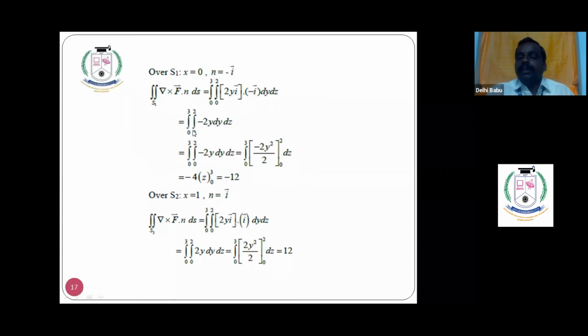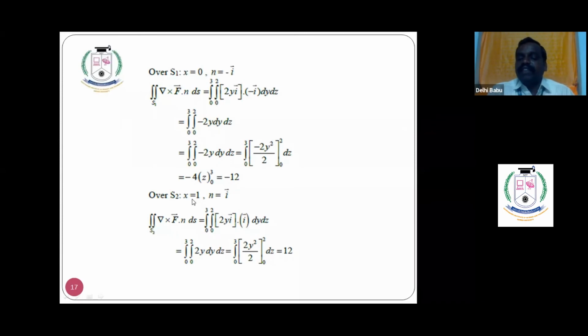Here y limit given in the problem as 0 to 2 and z limit given in the problem as 0 to 3. So minus 2 into y integration is y square by 2 between the limit 0 to 2. 2 gets cancelled, minus sign. I will put y equal to 2. So 2 square as 4. We have only dz. What is integral dz? Z between the limit 0 to 3. Put z equal to 3. So minus 4 into 3 is minus 12. And lower limit becomes 0. So this is for first surface.